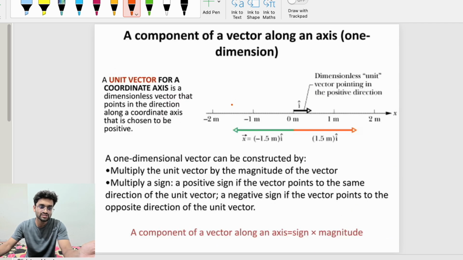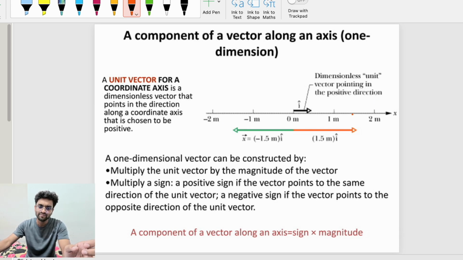Now come to this slide. Let's understand the component of a vector. Here we will learn the component of a vector along only the x-axis, only one direction. As you know, in 3D we have three axes: the x-axis, the y-axis, and the z-axis. But if we study straight line motion, we have to understand motion along one axis.